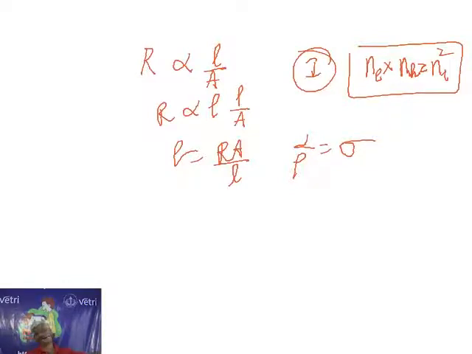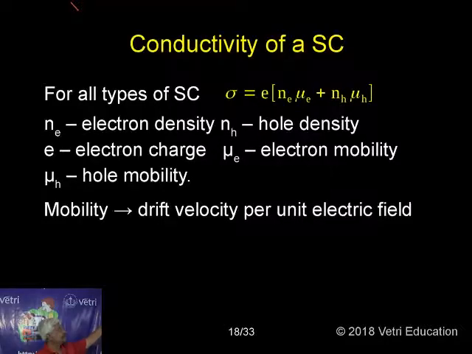So sigma is given in the table. Electrical conductivity sigma equals e, the charge of an electron, into Ne mu e plus Nh mu h. This is the total conductivity of a semiconductor. Why do I take these two? This is also a big derivation, no need to waste time. You can understand that the conductivity of a semiconductor equals e into Ne mu e plus Nh mu h, where e is the charge of an electron, Ne the electron concentration, Nh the hole concentration, mu e the mobility of electron, and mu h the mobility of hole.